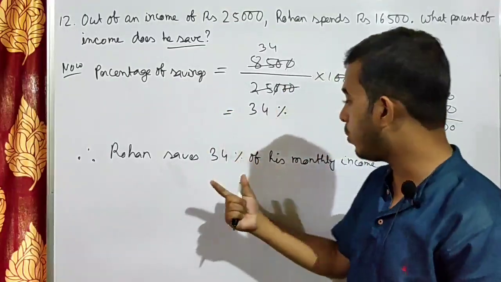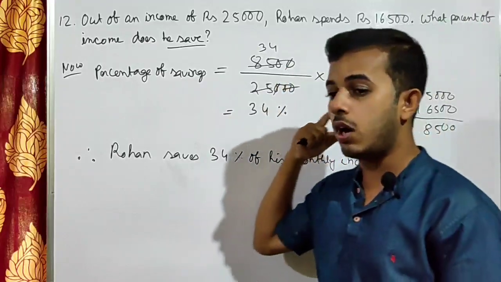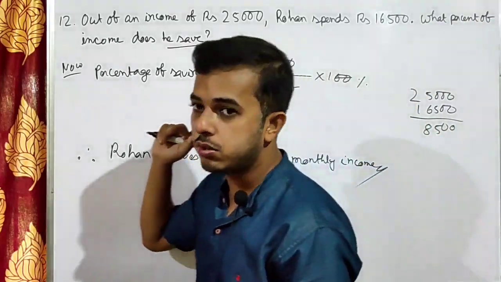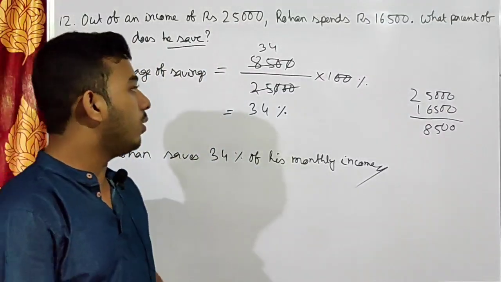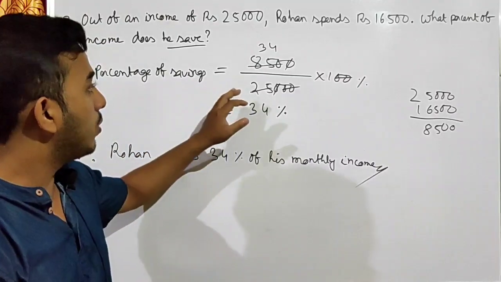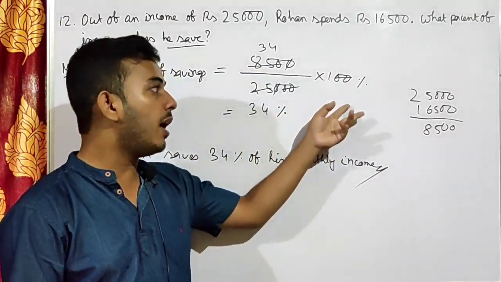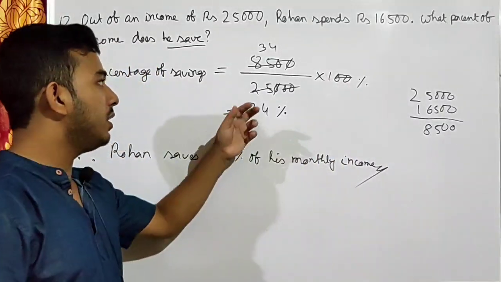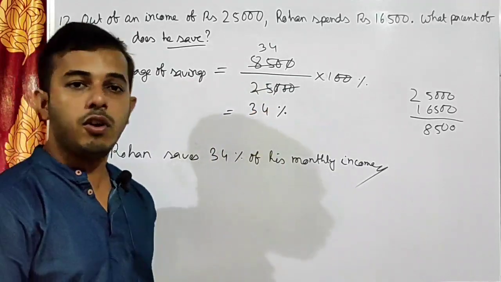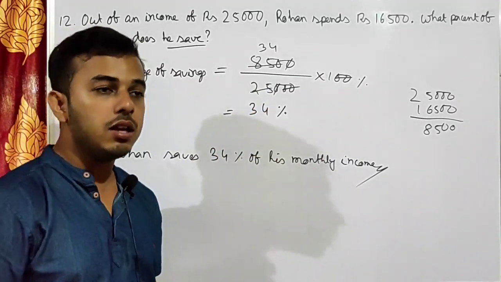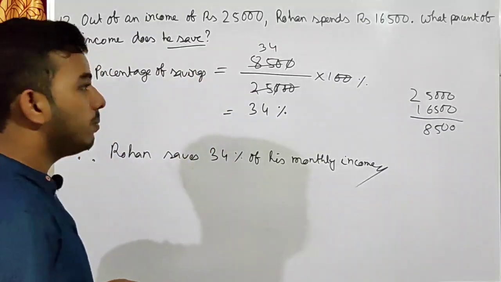The savings amount was 8500. So 8500 means out of this 25,000 he saves 8500, isn't it? So the rule will be like this: percentage of savings equals 8500 divided by 25,000 into 100. After cancelling or dividing, we got the result as 34%. I hope this is clear. If this is clear, now let's move to our next question, that is question number 13.